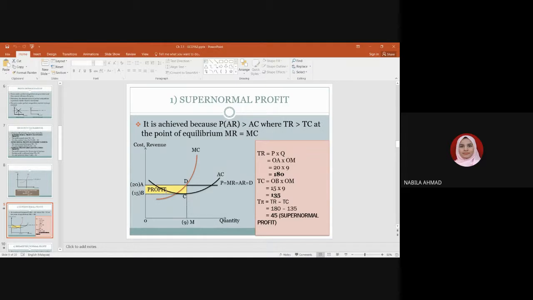Okay, so kalau kita nak cari total revenue, total cost dia adalah, ya, total revenue adalah price times quantity. Price yang mana equilibrium tadi, 20 darab 9, 180. Cari total cost, ya, average cost di sini 15 darab 9, 135. So total profit adalah 180 tolak 135, kita dapat positif 45, ya. Maknanya the firm is making supernormal profit.